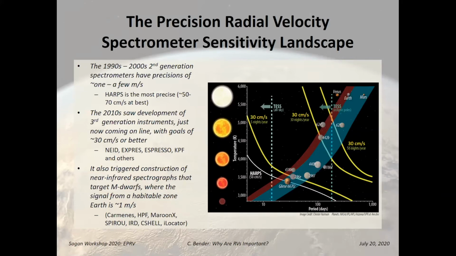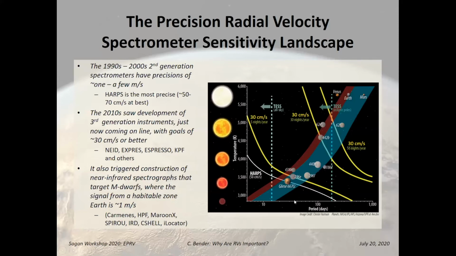In the early 2010s, we saw development of a third generation of instruments that are just now coming online that are targeting 30 centimeters per second or even better. This is NEID, EXPRES, ESPRESSO, KPF, and others. At the same time, we also had a generation that doesn't really fit into my chronology here, of near-infrared spectrographs going after lower mass stars, because low mass terrestrial planets are more accessible around lower mass stars. The Doppler impact is larger and the orbital periods are shorter.